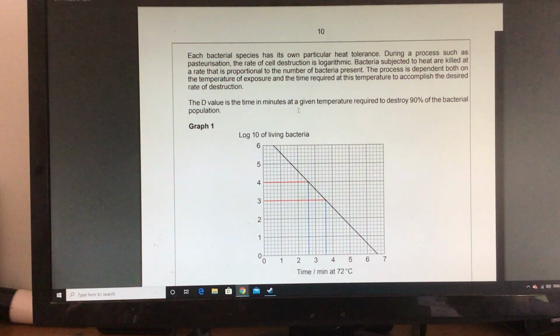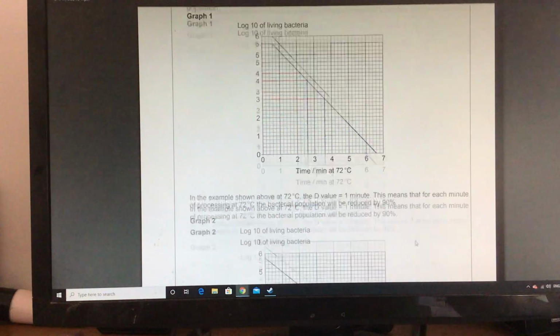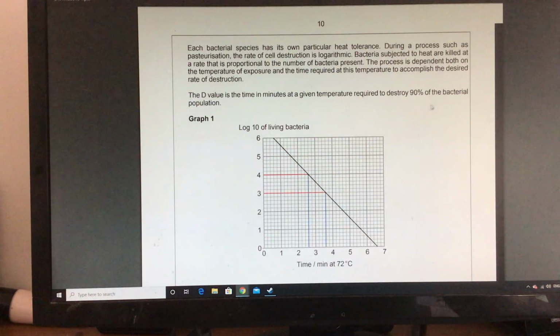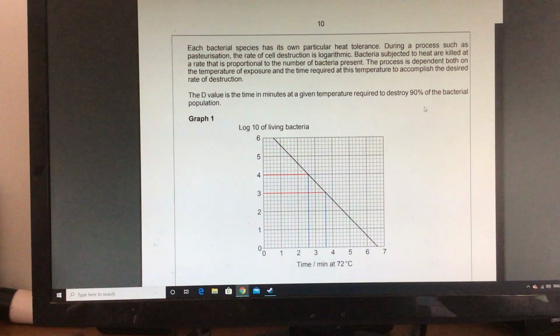The time in minutes for a given temperature, which is either this temperature or that temperature, to destroy 90% of a population. So if you had 100 bacteria beforehand, you would have 10 afterwards. If you had 1,000 bacteria beforehand, you would have 100 afterwards. If you had 10,000 bacteria beforehand, you would have 1,000 afterwards. Hold on a second, have a look at your logarithmic scale. That literally means 10 to the power of 1, 10 to the power of 2, 10 to the power of 3. So that would be 1,000.